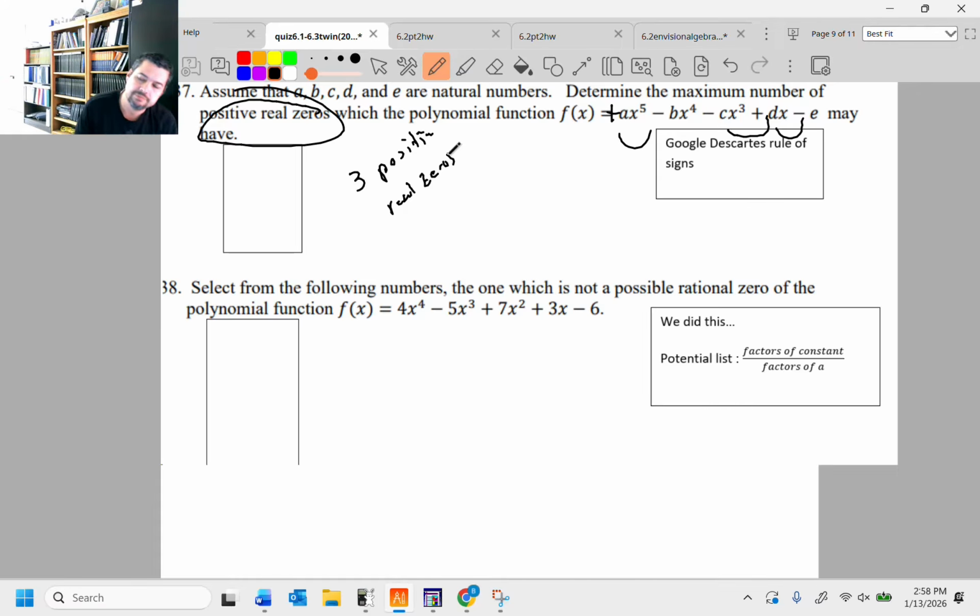That's Descartes. All right, select from the following numbers the one which is not a possible rational zero of the polynomial function. And I'm not going to show you the answer choices here. I'm going to show you the list of possible zeros.